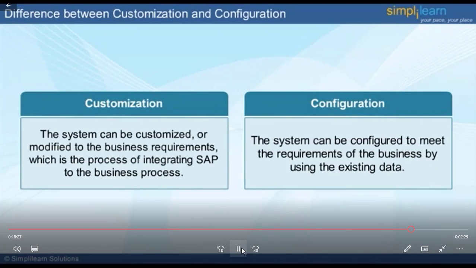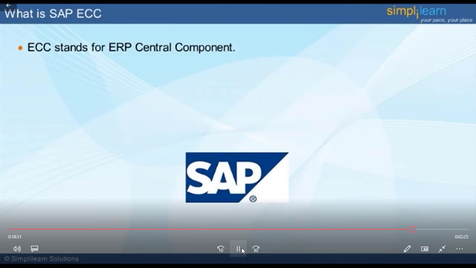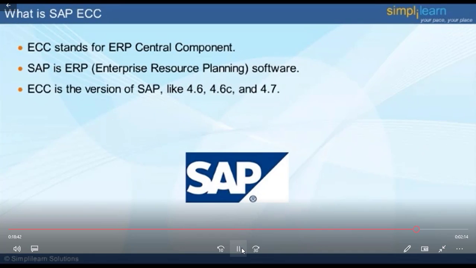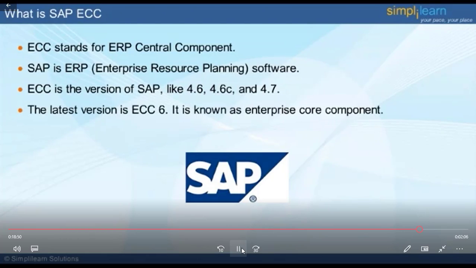Let's now learn about SAP ECC. ECC stands for ERP Central Component. SAP is the ERP, Enterprise Resource Planning, software, and ECC is the version of SAP like 4.6, 4.6c, and 4.7. The latest version is ECC 6. It is known as Enterprise Core Component.